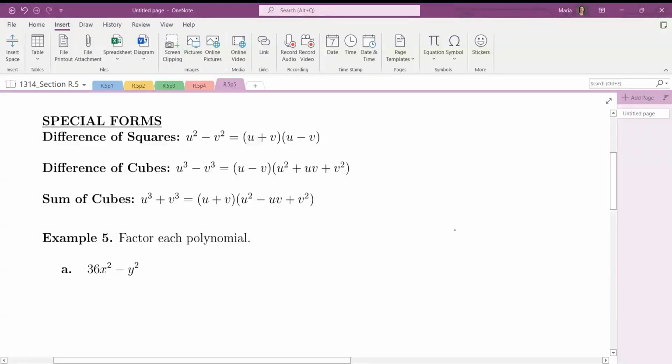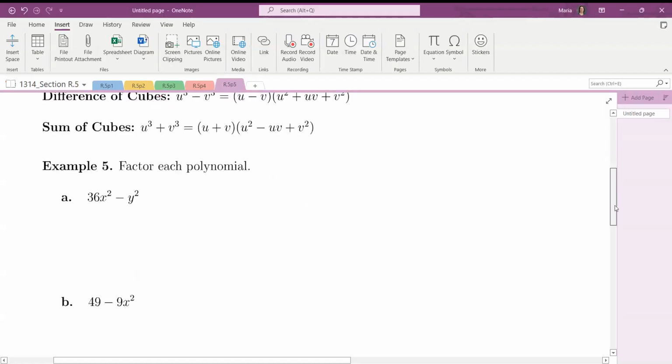Sometimes your polynomial will be in a special form. Special forms include a difference of squares, a difference of cubes, and a sum of cubes. For each of these special forms, I have a formula written out that will help you factor that particular special form. So in example 5, we're going to factor a few polynomials that are in one of these special forms. So let's start with example A.